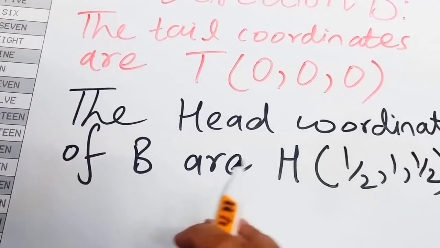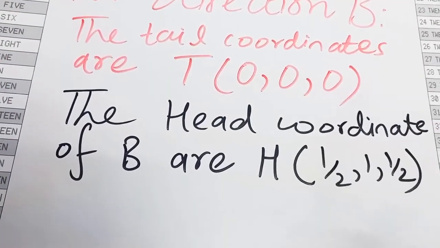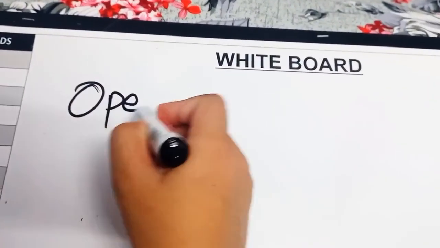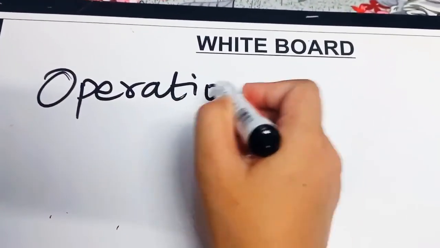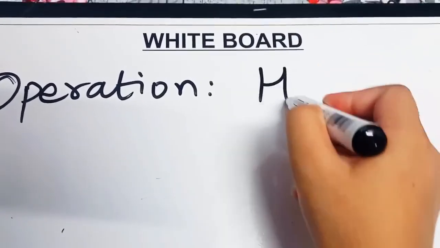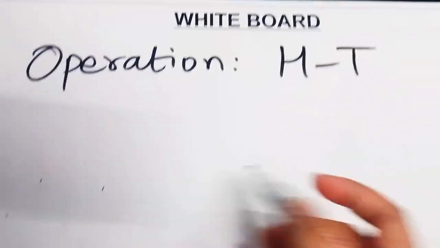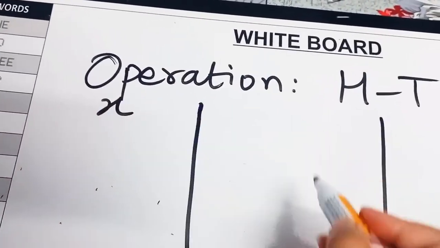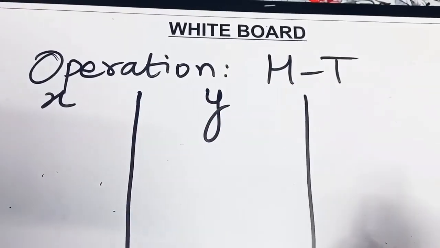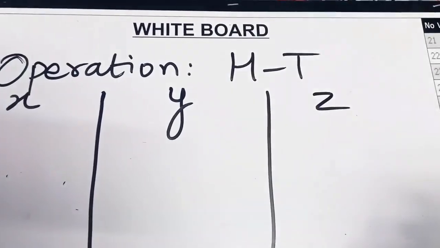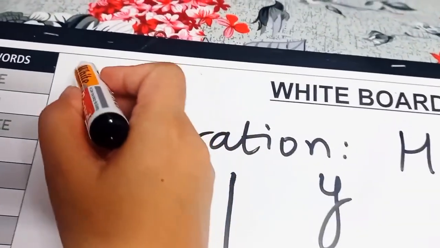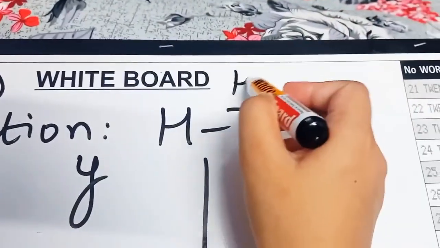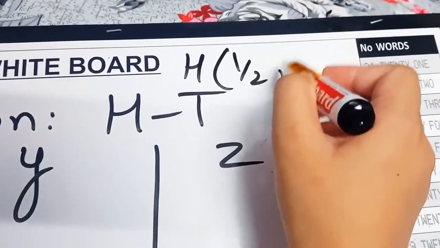After that, what you will do is head minus tail coordinates. So let me write it. You'll write operation, that is head minus tail coordinates. Alright, and you'll make 3 sections. One is for x direction, the other is for the y direction, and the last one is for the z direction. As we know, the tail coordinates are this and head coordinates are this.